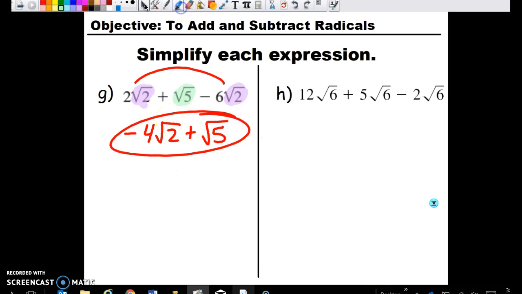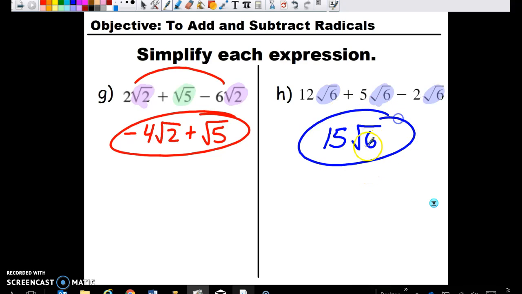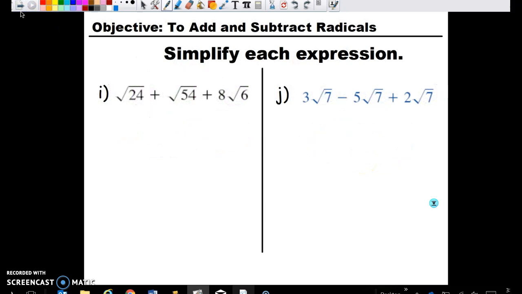Over here, we look for like terms in terms of the same index and the same radicand. Looks like all of these are like terms conveniently, so then I could just look at the coefficients, 12 and 5 and negative 2, and I'm getting 15. 12 plus 5 is 17, minus 2 is 15. 15 times the square root of 6. Now the square root of 6 doesn't have any perfect squares, just 3 times 2. I cannot simplify that radicand.